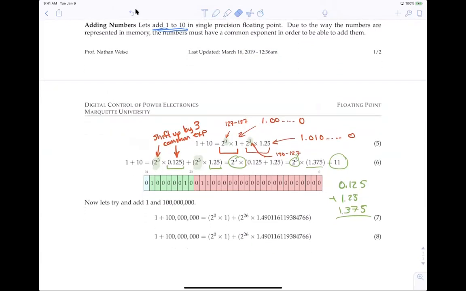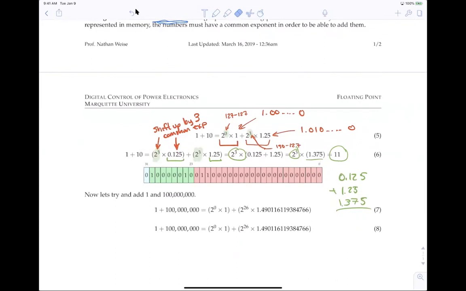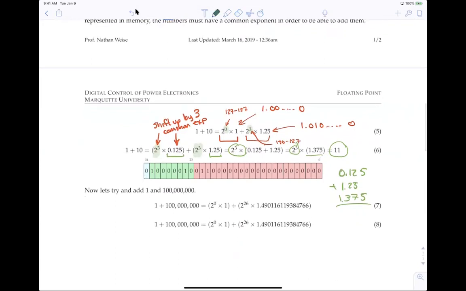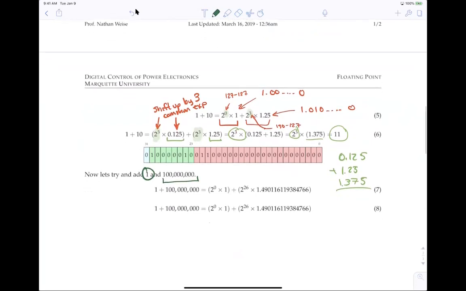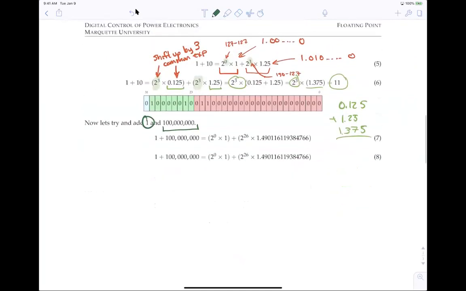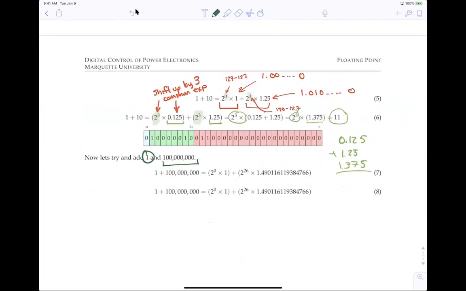Now let's talk a little bit about precision here. This is going to be interesting. So we're going to try to add 1 and 100 million. And let's see if I don't have this in here. So I'm going to stop here. Let me think about this for 1 second. Yeah, I'm going to stop here because I'm not fully prepared to do this. No, we can do this.